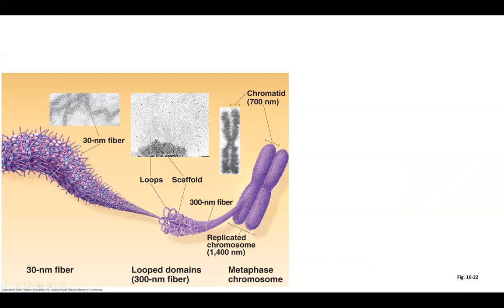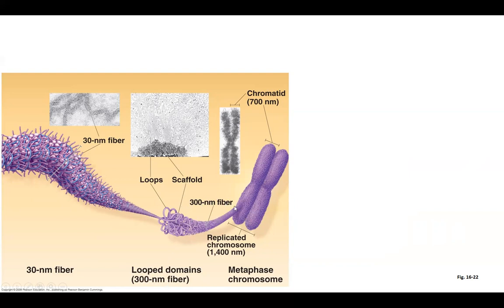We can take that 30 nanometer fiber and start to loop it around garden hose style and stack these loops on top of themselves with a protein scaffold in the middle. Okay, so we just loop this around. But you can start to see this is our 30 nanometer fiber, and we are really just looping this around so that we're now a lot thicker, 300 nanometer territory. Okay, so this is our looped domain. That's another name for this, the looped domain.